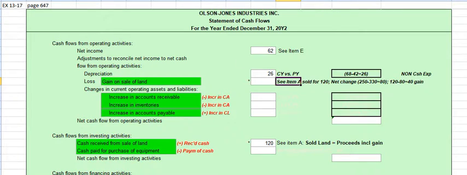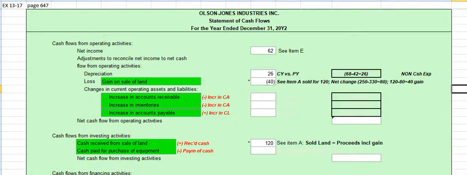So if we look at our gain, we can see that we had $120, which includes our gain, so that's in our investing activities. But we want to look at our balance sheet, where the net change for the land was $250 for current year, and it was $330 for the prior year. So that's a difference of $80. So we're going to take the $120 that we got in proceeds, less the $80 change in our balance sheet. That results in a $40 gain.